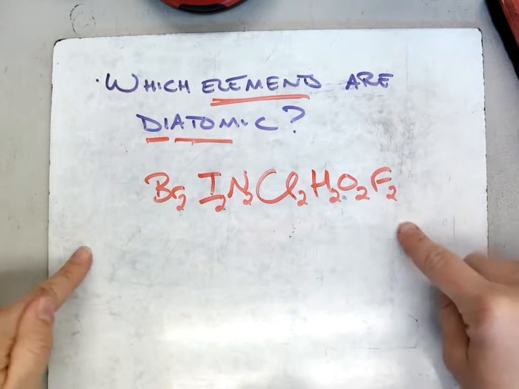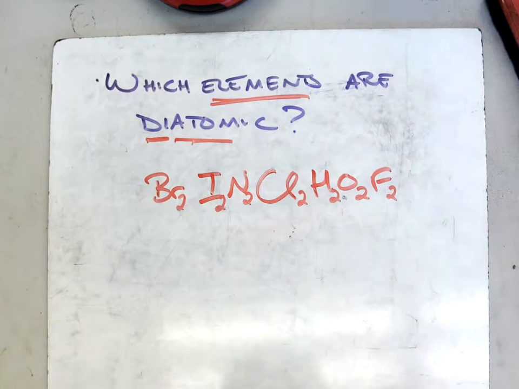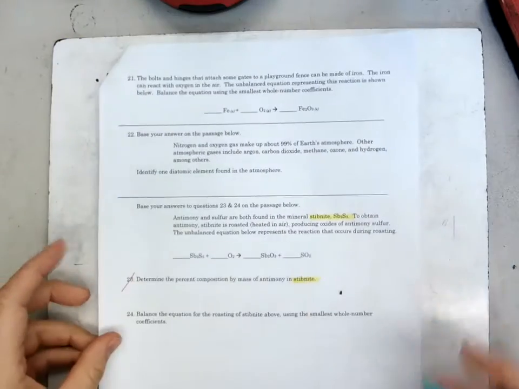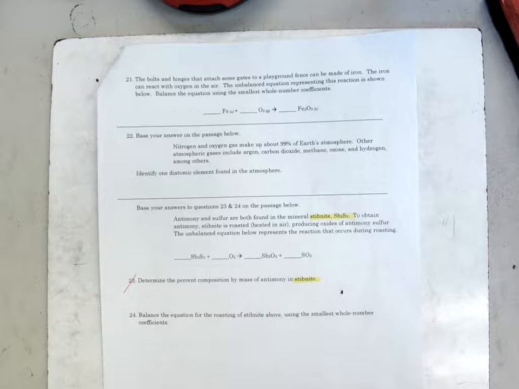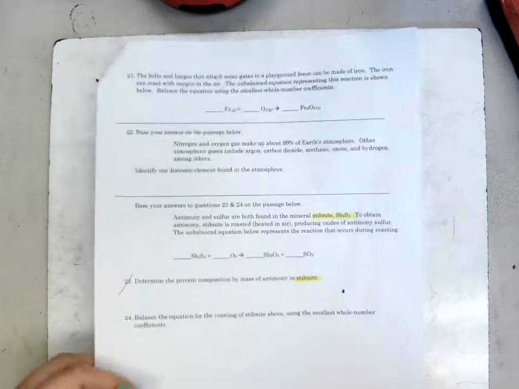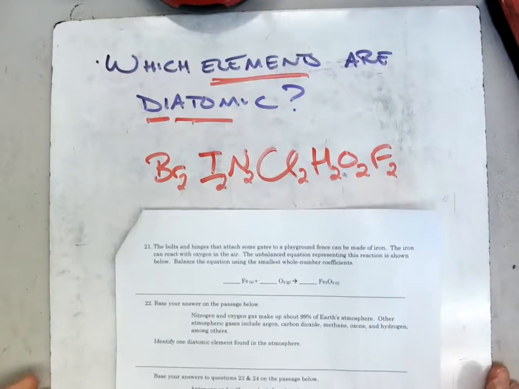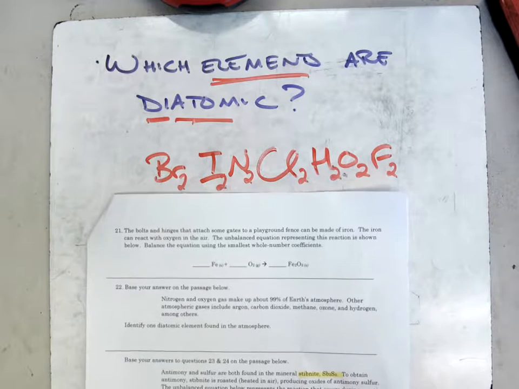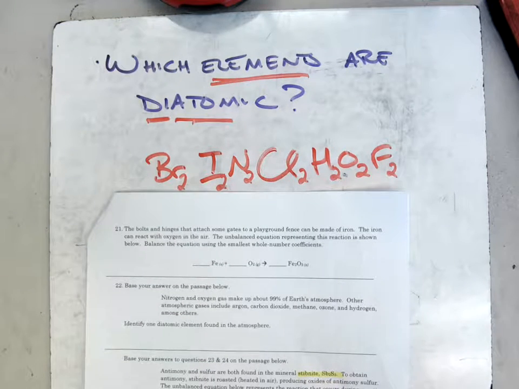Okay, now let's go to the questions in the test that have to do with this. We'll start with this one, and then we'll go back and look at other formulas. Which elements are diatomic? Question 22 said, identify one diatomic element found in the atmosphere. There's more than one right answer, but it's got to be one of these 7. So it's either bromine, iodine, nitrogen, chlorine, hydrogen, oxygen, or fluorine.